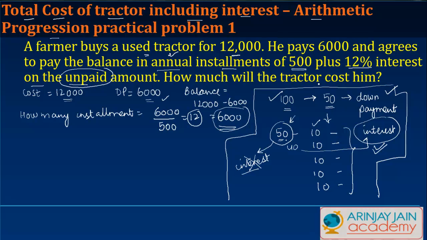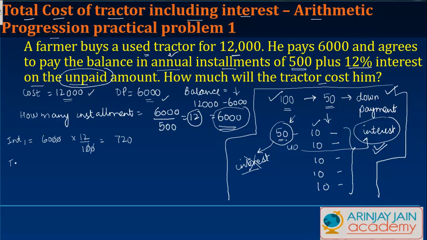Like I told you, the cost of the tractor is going to be the initial amount plus the interest that you pay. So if I talk about the interest for year 1, he has to pay interest on 6,000 because this is the money which he is using. And how much interest is to be paid? 12% per annum, so into 12 divided by 100. This gives you rupees 720.